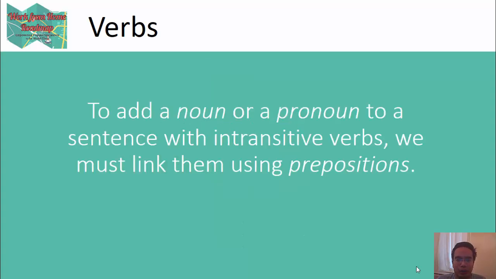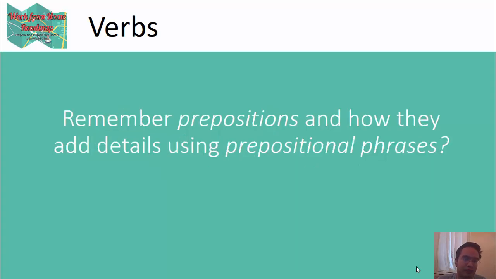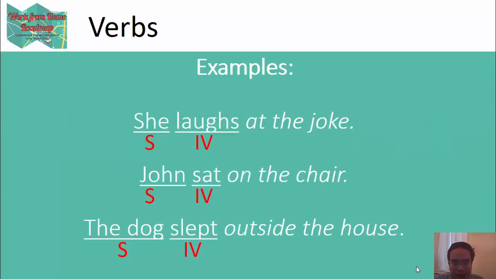To add a noun or a pronoun to a sentence with intransitive verbs, we must link them using prepositions. Do you remember prepositions and how they add details using prepositional phrases? Some examples. She laughs at the joke. John sat on the chair. The dog slept outside the house.